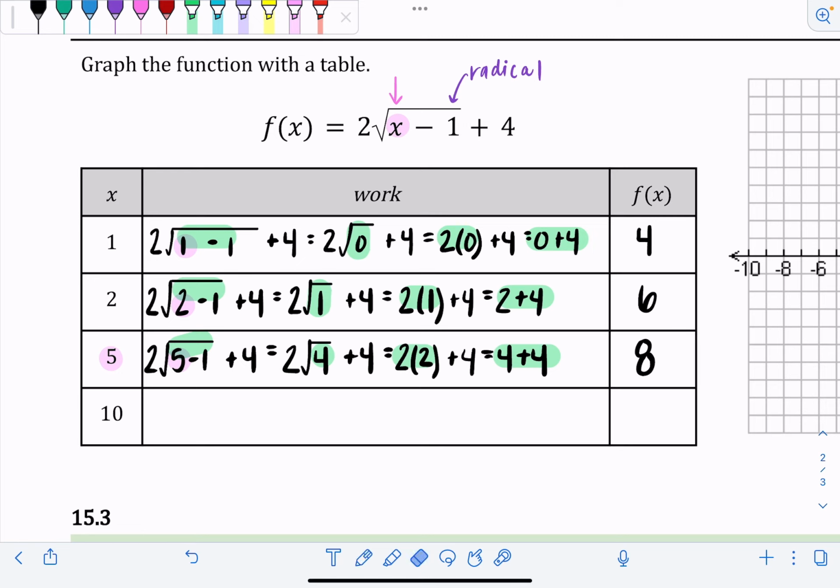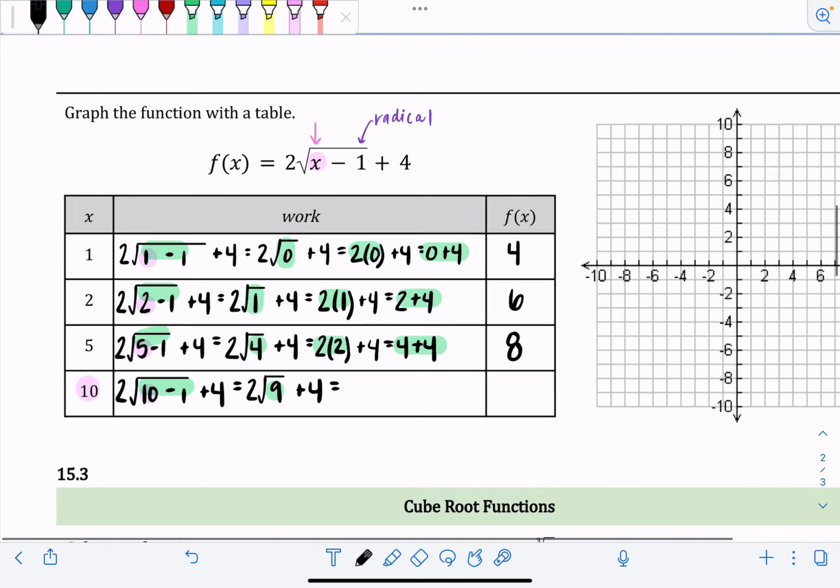And then one more time with our last x value, which is 10. So we'll do 2, and then we'll put 10 in for x, and then minus 1, and then plus 4 after the radical. So we'll subtract inside the radical first. So this will become 2 times the square root of 10 minus 1, which is 9, and then plus 4. And then next we'll square root. So the square root of 9 is 3.